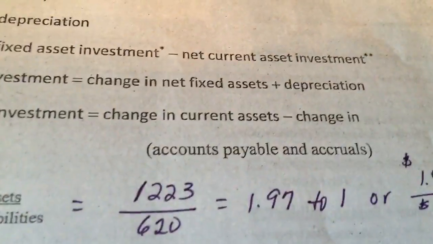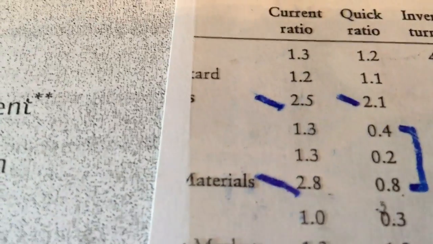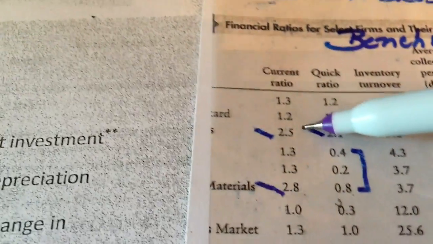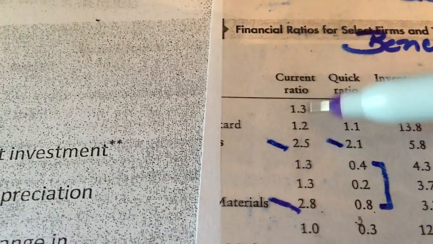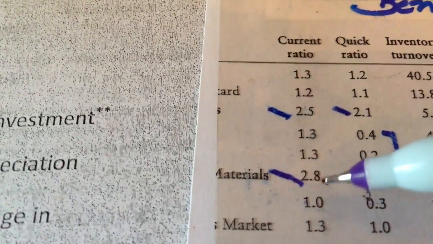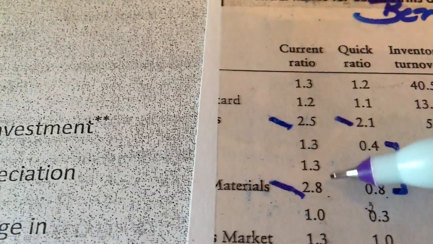We looked at the current ratio benchmark. If you go to that, within the industry of computers as a whole, it was 2.5. However, the companies within that industry are a bit lower. Building materials, 2.8. So we're within the range. In fact, we're doing much better than some of the other companies would be.